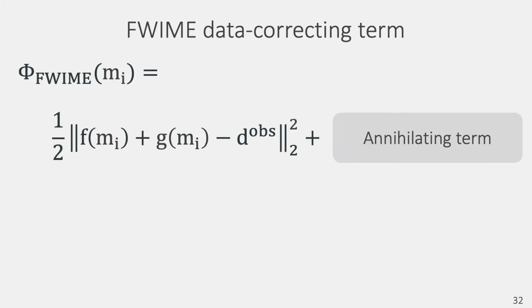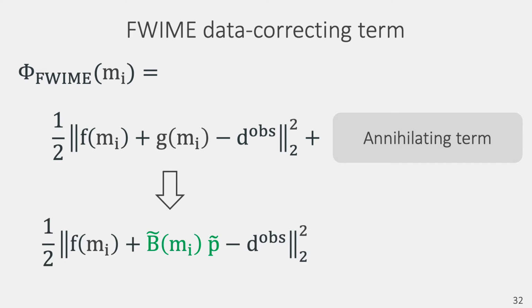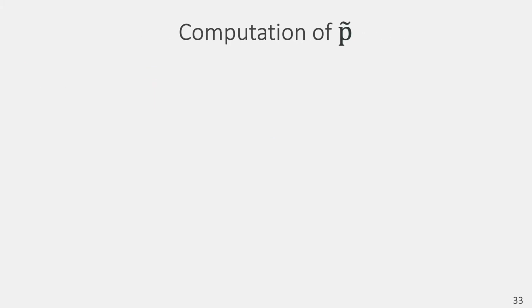Now that we have made our design choice for g, we can rewrite the data fitting term of the FWIME objective function. And here, we just replace g by B tilde p tilde. Also, since g is linear with respect to p tilde, a sufficient condition to annihilate g is to directly annihilate p tilde. Hence, we replace the task of computing g of m_i by the task of computing p tilde.